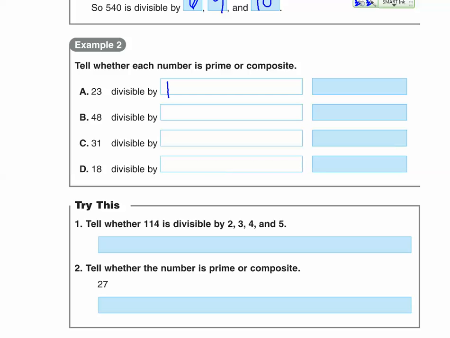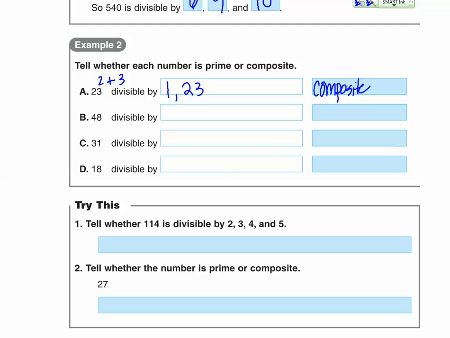Does 2 go evenly into 23? Nope, it's not an even number. Does 3 go into it? Well, 2 plus 3 is 5. 3 does not go into 5, so 3 doesn't work. 4 doesn't work. 5, 6, 7, 8, nope, 9, 10, 11, 12, 13. When you get to like the halfway mark of this number, you can stop. So the other number that goes into it is 23. Panthers, we call this a composite number because it only has 2 factors, and they are 1 and itself.